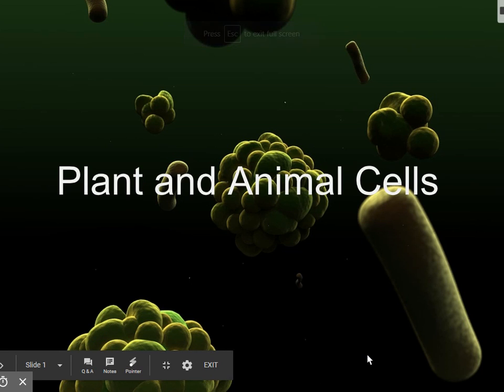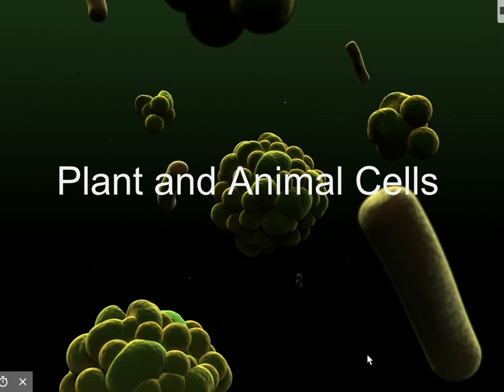Welcome to the Plant and Animal Cell Unit. This is an exciting unit, and I think it's really cool because everything that's alive is made of cells. Our cells are mostly microscopic. That means we need to use a microscope to see them.